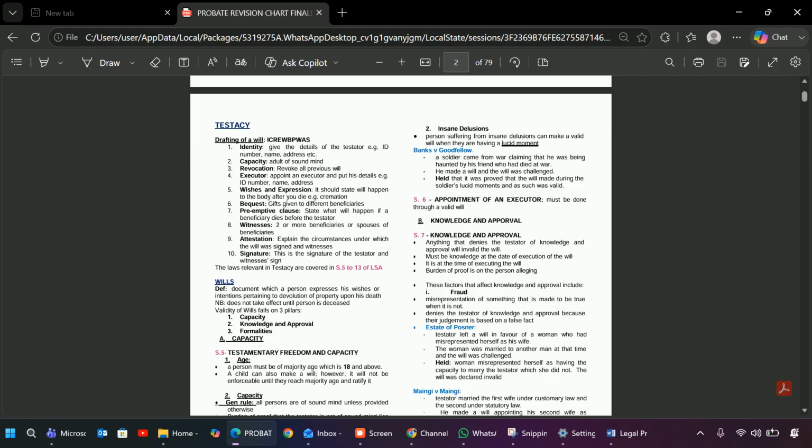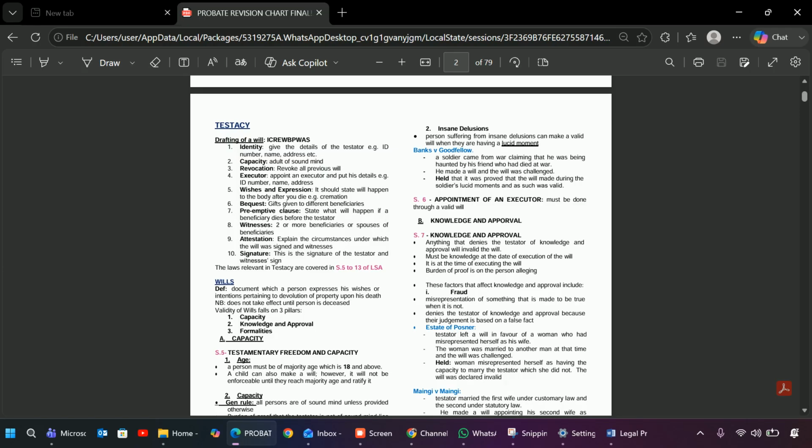Okay, attestation, this is where you explain the circumstances under which the will was signed and witnessed. And then the signature, this is the signature of the testator and witnesses' signatures. And the law relevant to testacy is covered under section 5 all the way to section 13 of the Law of Succession Act.